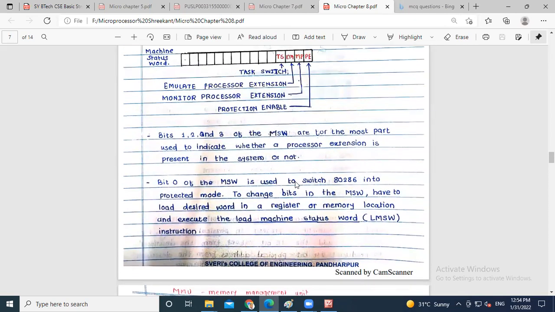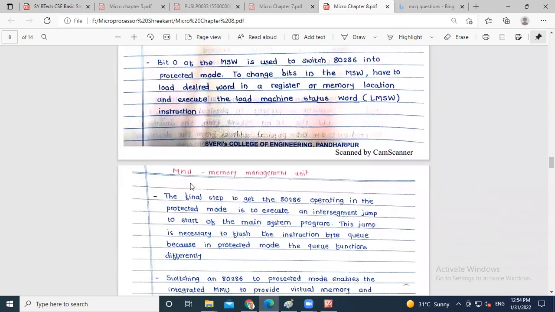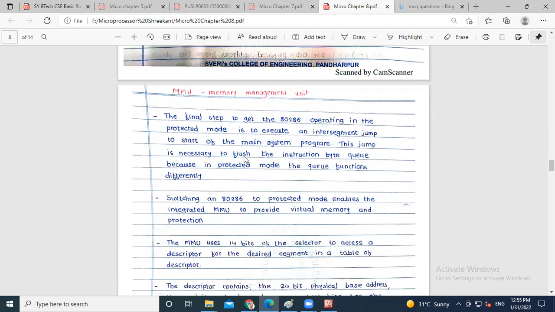So this is about the machine status word. Next one we'll move to the MMU, memory management unit. So how the protected mode 80286 is going to manage the memory. In that, the final step to get the 80286 operating in protected mode is executed, and an inter-segment jump is needed to start. For that, the main system program jumps, and it is necessary to flush the instruction byte queues, because the protected mode functions directly involve memory management.